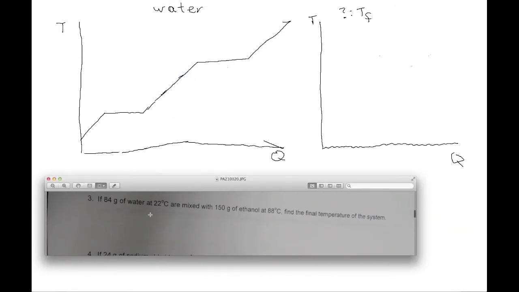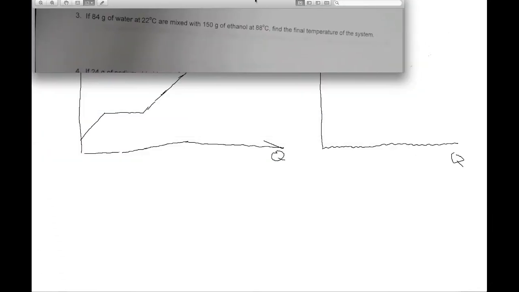Try number three. If 84 grams of water at 22 degrees Celsius are mixed with 150 grams of ethanol at 88 degrees Celsius, find the temperature of the system.